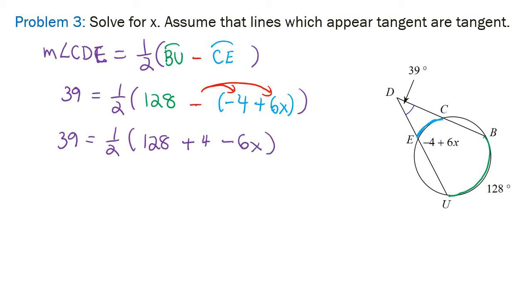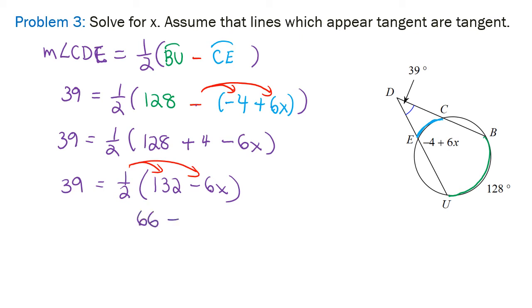Now we can go ahead and combine like terms. We have 128 plus 4, so now we're going to have 132 minus 6x in our parentheses. From here, I've got to distribute my 1/2. So 132 divided by 2 is 66. So I'm essentially just distributing. So half of 132 is 66. 1/2 times 6x is 3x.